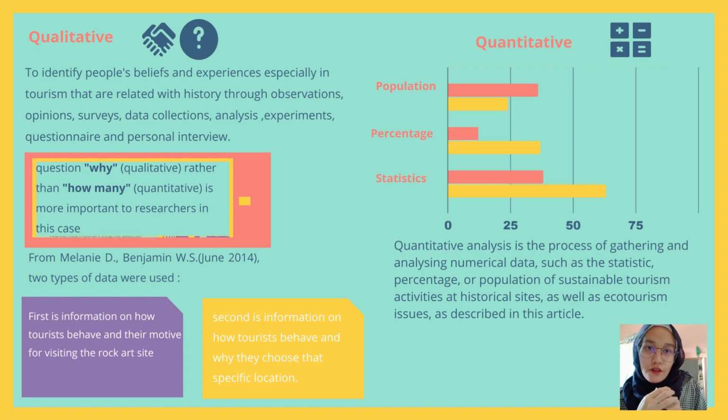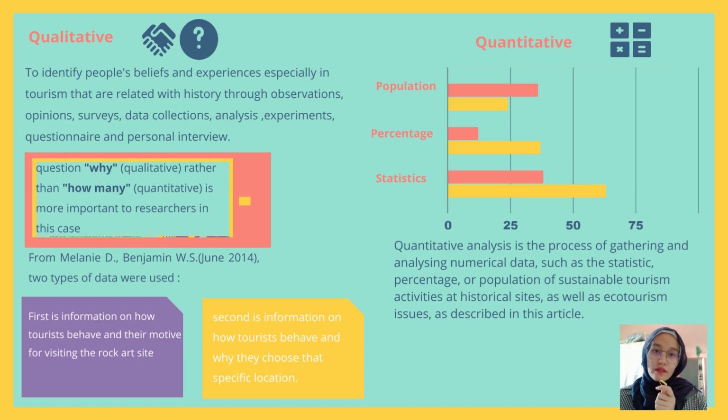However, from Melanie D. Benjamin on 2014, the article mentioned that to understand the tourist and develop recommendation for sustainable tourism, there are two types of data that were used under the qualitative methods. The first one is the information on how tourists behave and their motive for visiting the historical site, and the second information is on how tourists behave and why they choose that specific location.